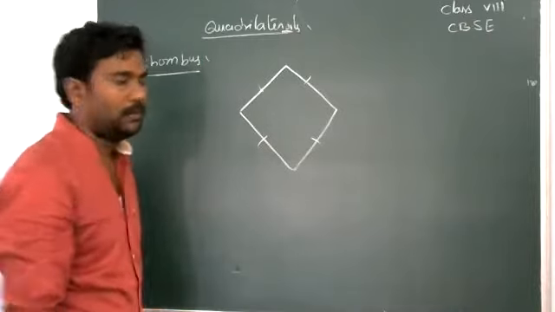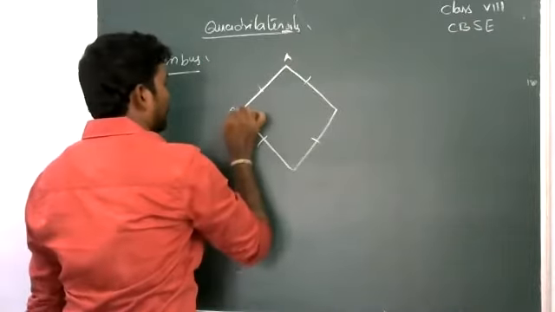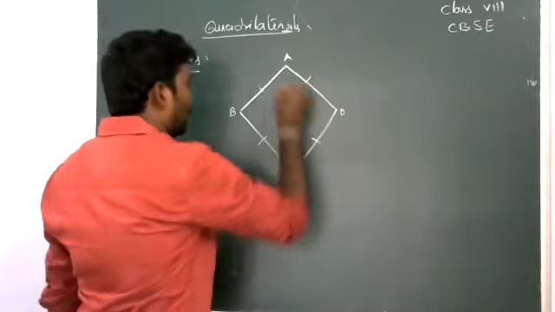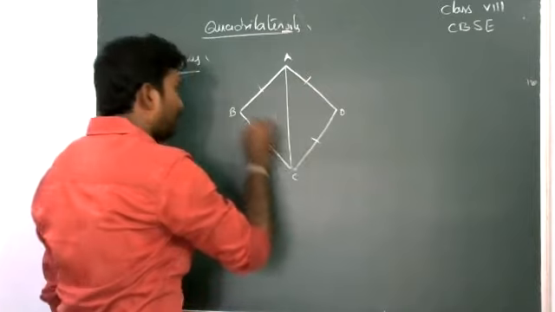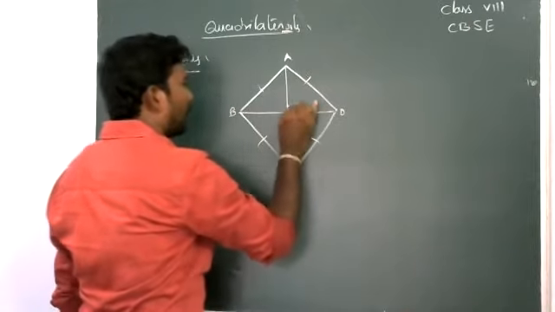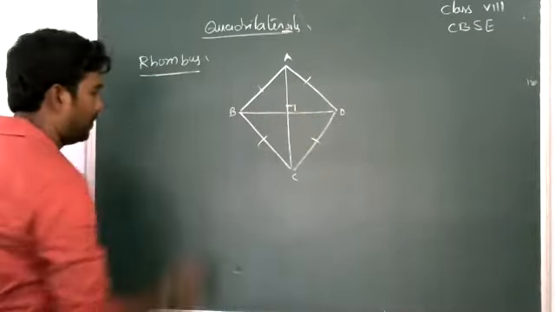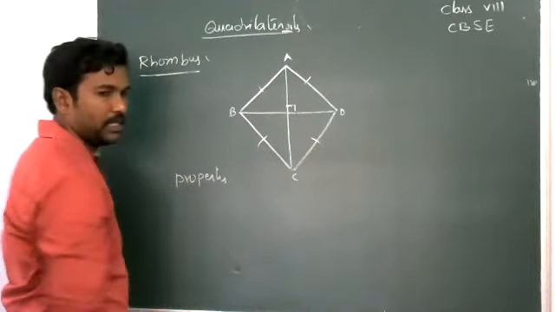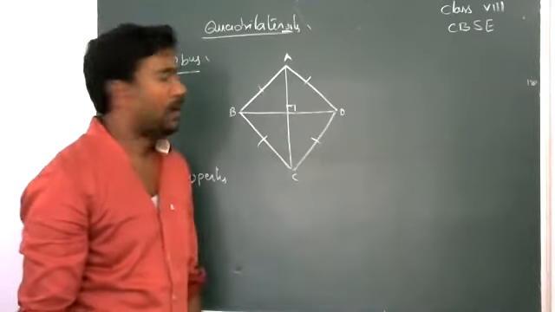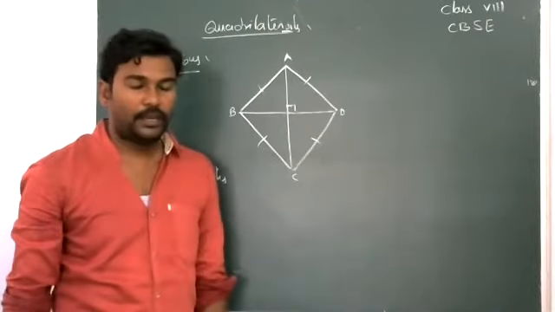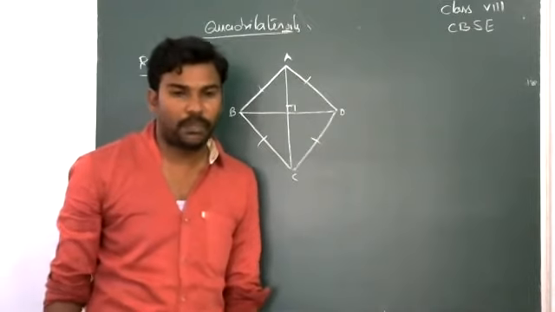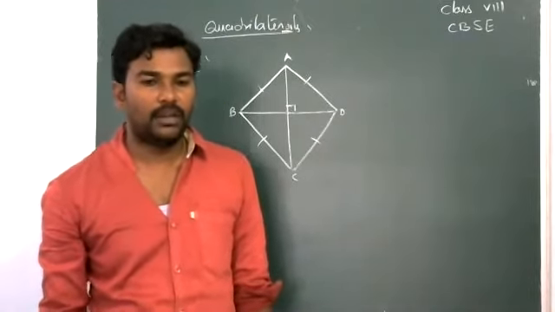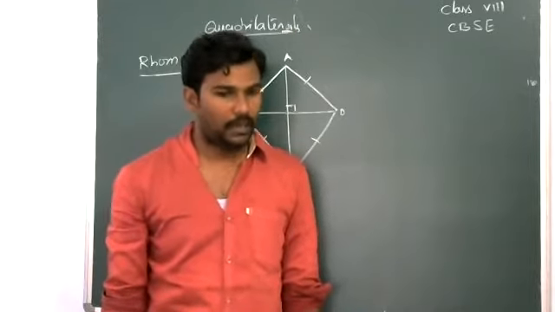So here you can observe ABCD is a rhombus. Now comes the properties of a rhombus. Here you can say it in one statement: in a parallelogram, if the diagonals bisect perpendicularly and all sides are equal, then that is called a rhombus.